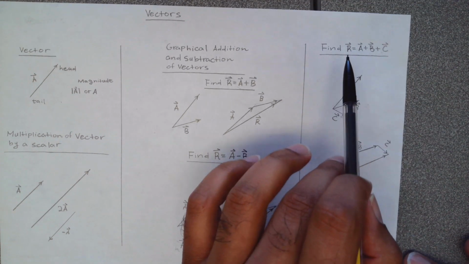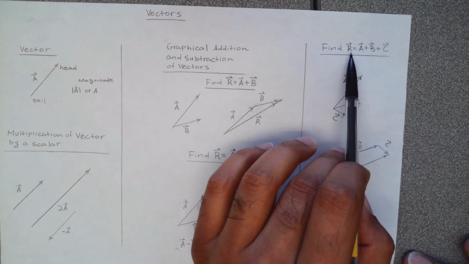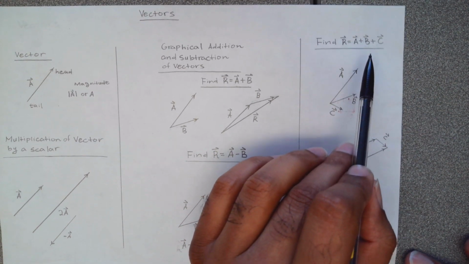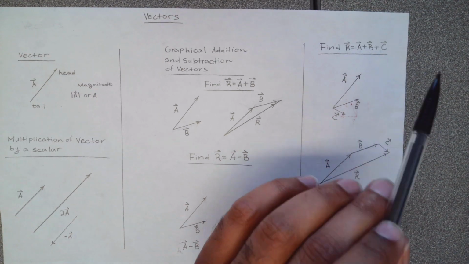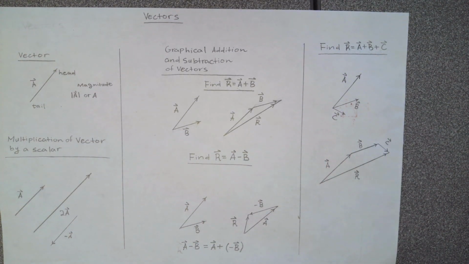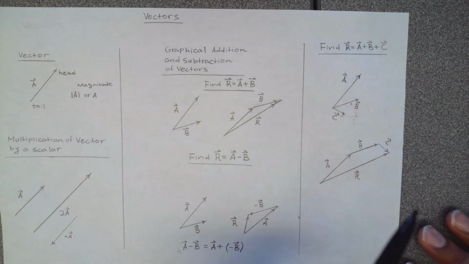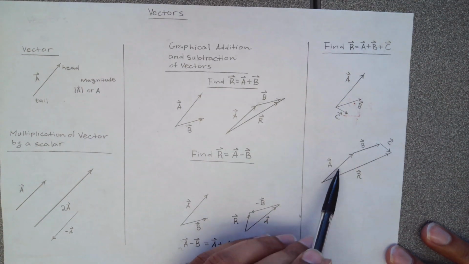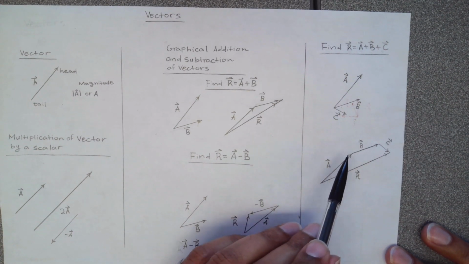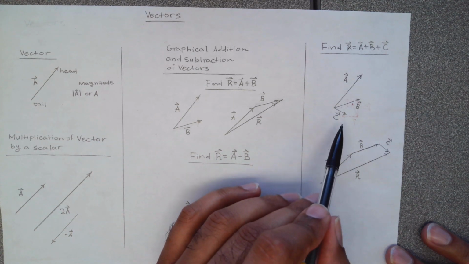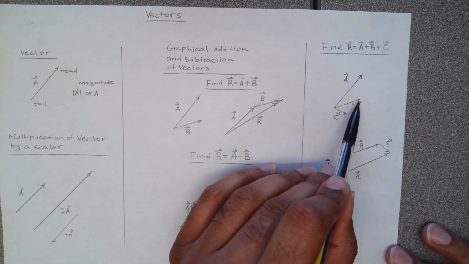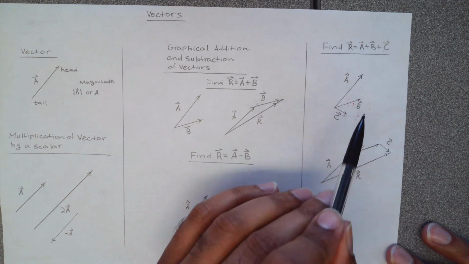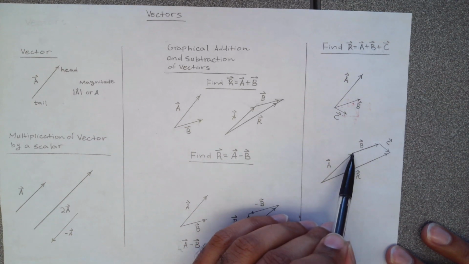So for example, what you see here are three vectors. I have vectors A, B, and C. Now I want to add three vectors graphically. It's the same thing. So I will start with A. I draw A. To the head of A, I put the tail of B. So this is what you see here. I put the tail of B here.